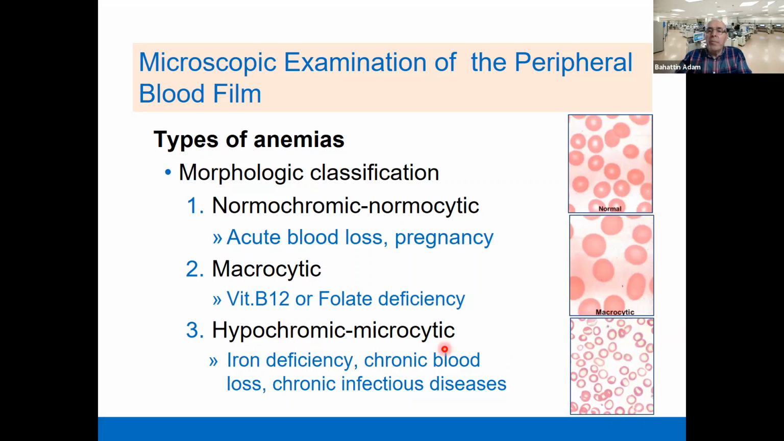Which means that the cause of such hypochromic microcytic anemia might be iron deficiency, chronic blood loss, or chronic infectious disease. Then you have to differentiate which is the cause of such anemia and then choose your treatment for such patients.